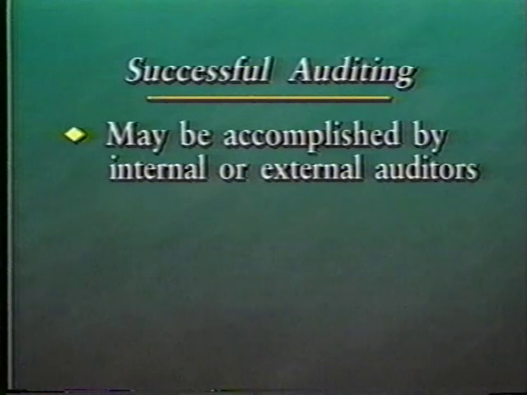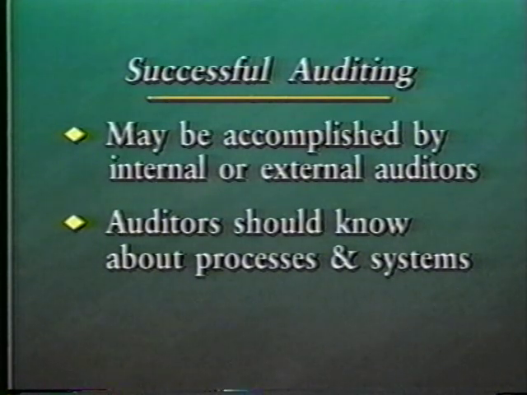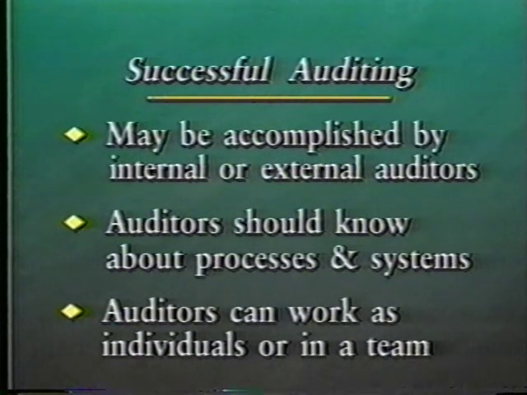Ideally, responsibility for the audit process should be that of a dedicated group within the quality assurance unit. Sometimes a distinct compliance group reporting directly to QA is given this responsibility. Whatever the structure in your facility, there are some general requirements for a successful audit. The auditing function may be accomplished by internal or external auditors. Auditors should be knowledgeable in the processes and systems they are auditing. Auditors can work as an individual or as part of a team.